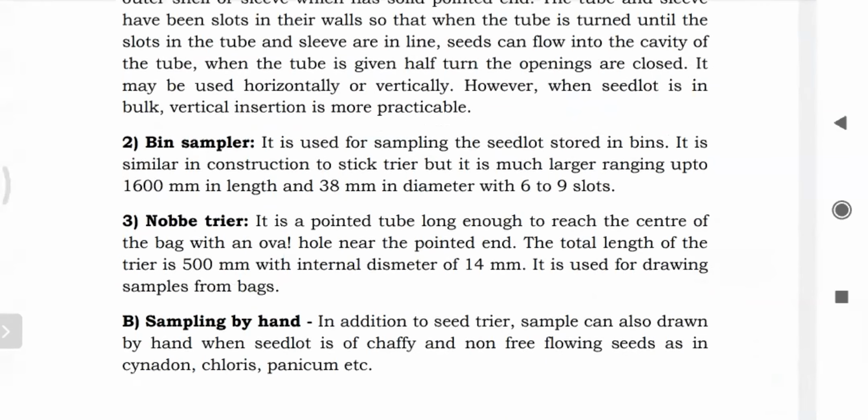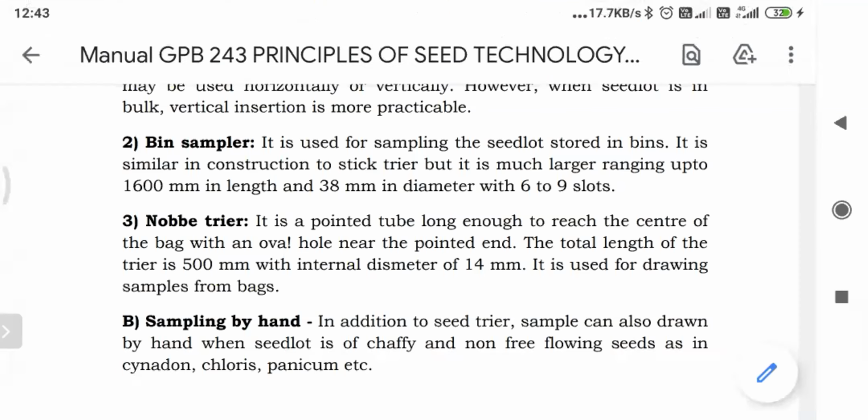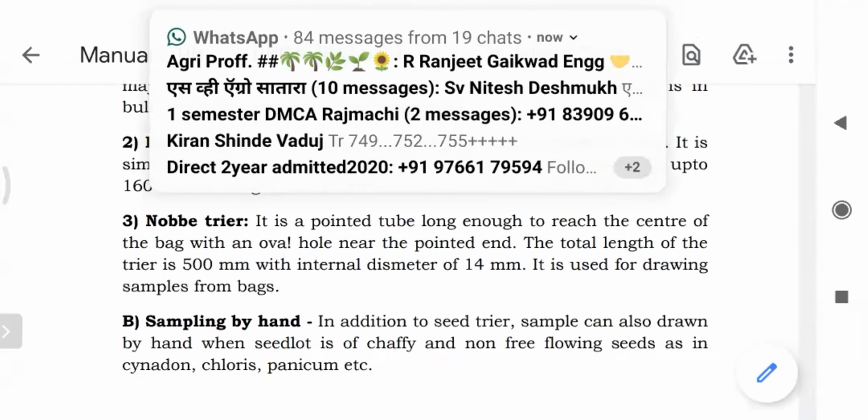Next trier is the knob trier. It is pointed and long enough to reach the center of the bag, with an oval hole near the pointed end. The total length of the trier is about 500 mm with an internal diameter of 14 mm. It is used for drawing samples from particular bags or bins.